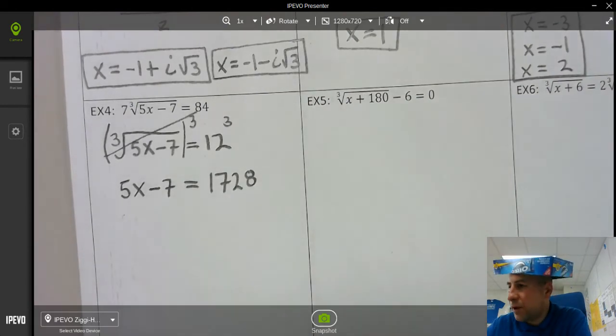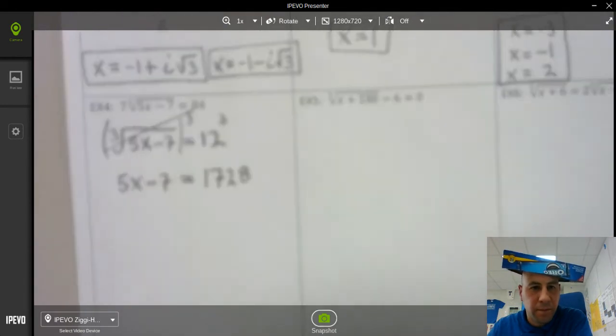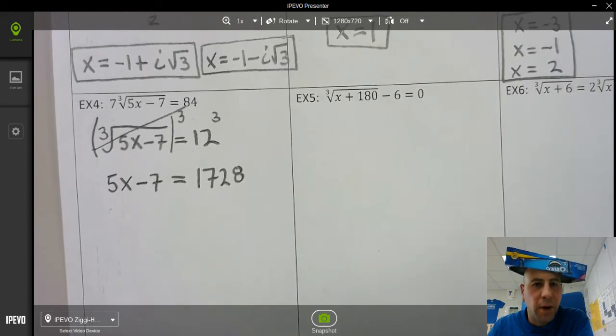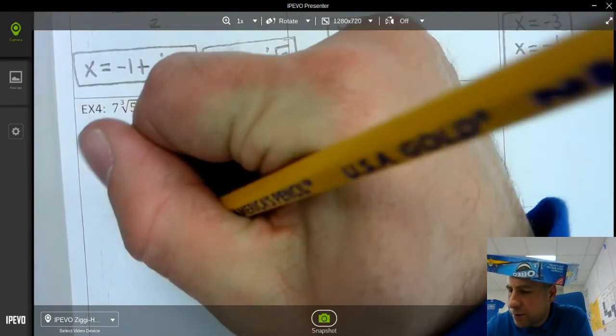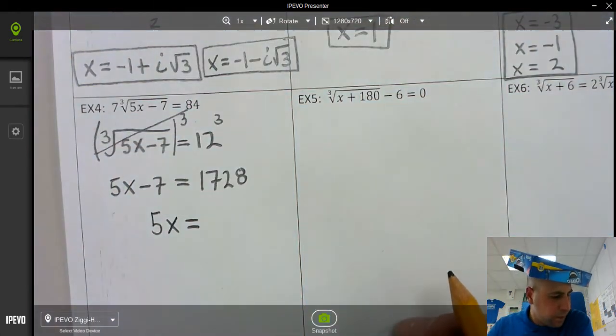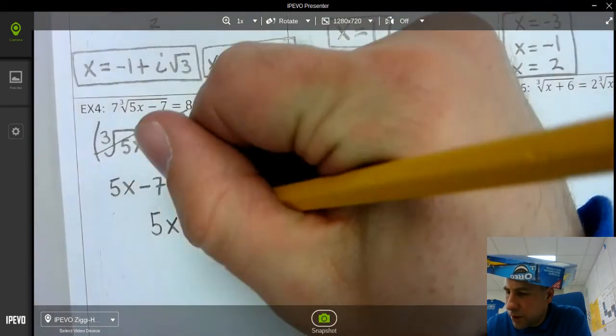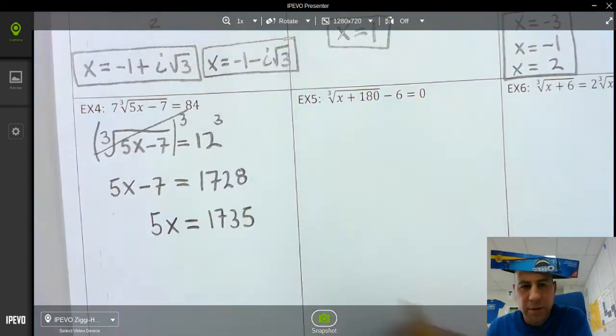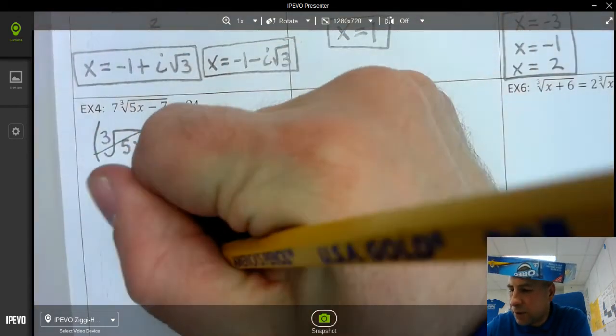Add 7 to both sides. I apologize, some of these are blurry right now, but it should be adjusted now. So add 7 to both sides. So 5x equals 1,735. So we added 7. Divide by 5. X equals 347.